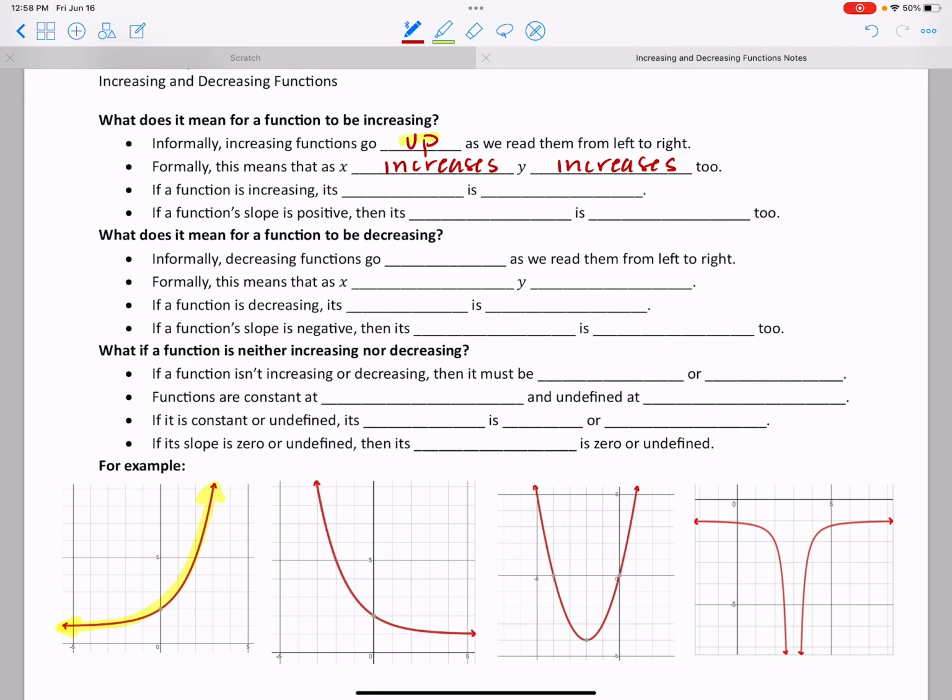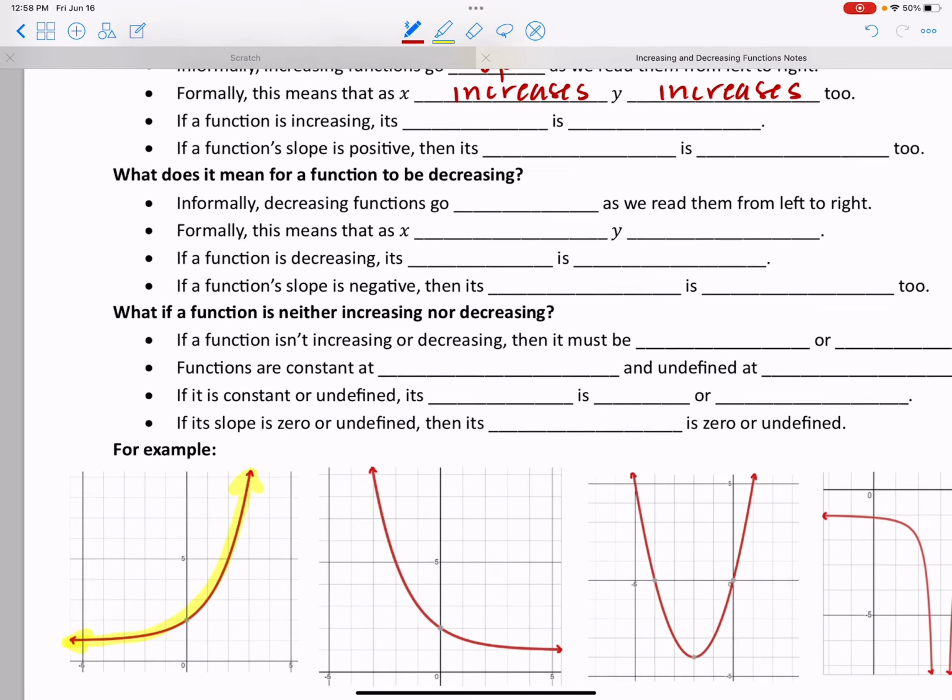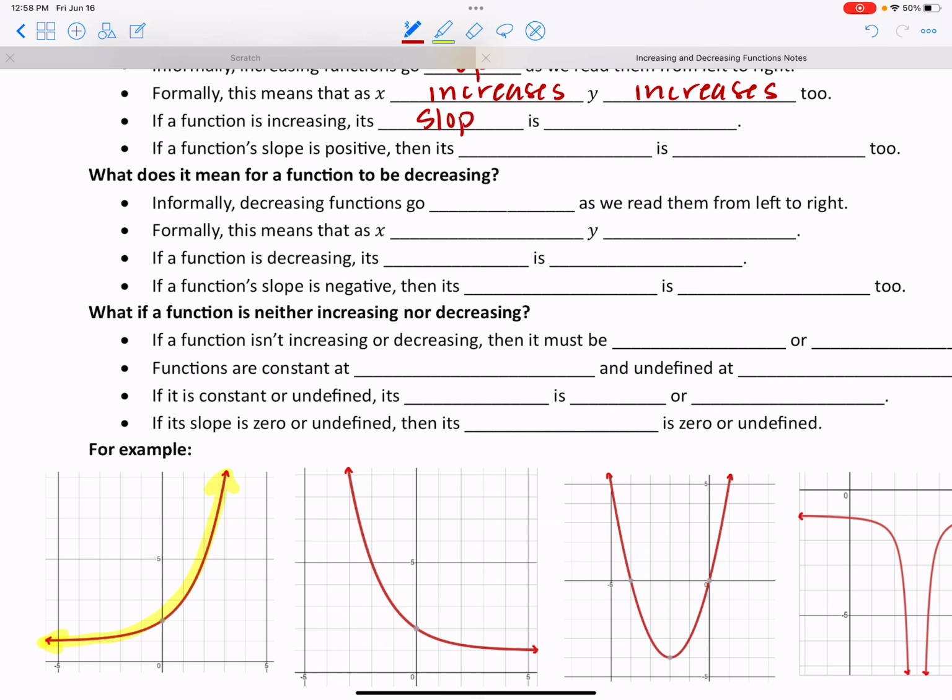Okay, now if a function is increasing, it also means that it has a positive slope. So the slope of that line has to be positive. And slope, as we well know at this point, is a derivative, or the derivative can be used to find the slope at any particular point on a curve. So if the function is increasing and its slope is positive, that means its derivative has to be positive too. So a positive slope on your function means your derivative is positive. That means your derivative is above the x-axis.